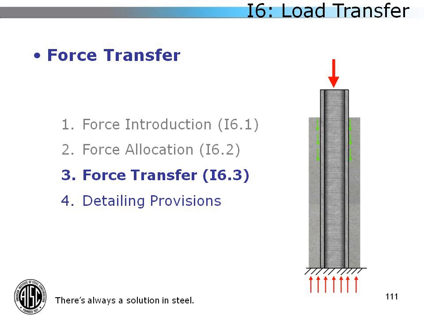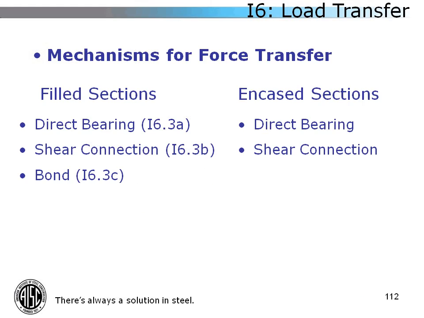So once you determine the longitudinal force to be transferred, you need to determine how it can be transferred between the steel and the concrete. And the specification provides you several different mechanisms to accomplish this transfer. If you take a look at the mechanisms available for both filled and encased sections, you can use direct bearing or shear connection. And for filled sections only, you can use the actual bond strength between the steel and the concrete member.